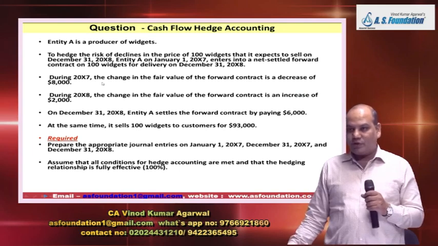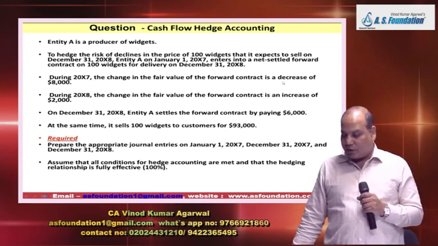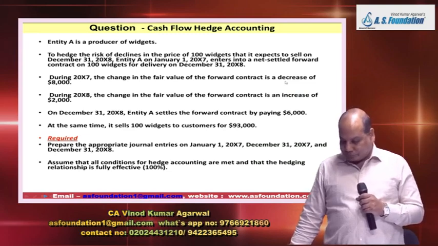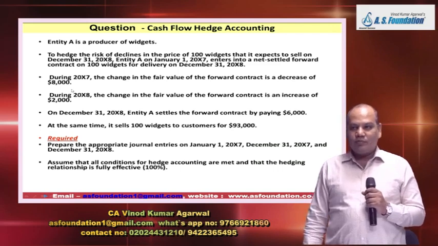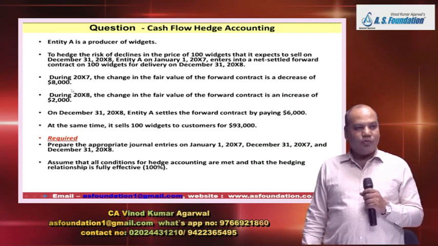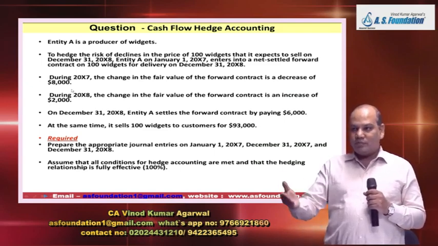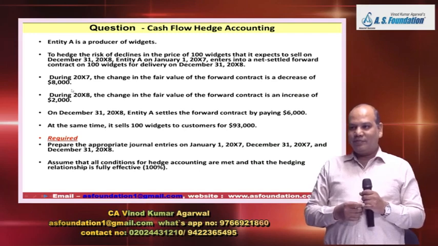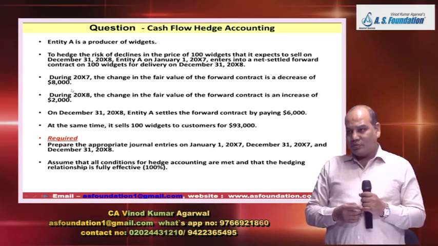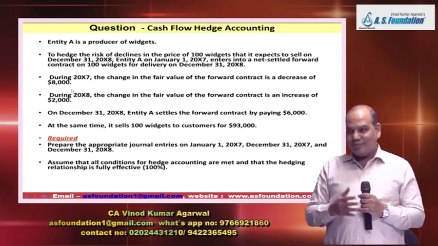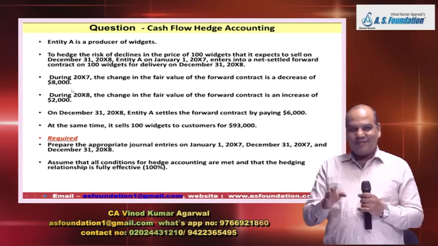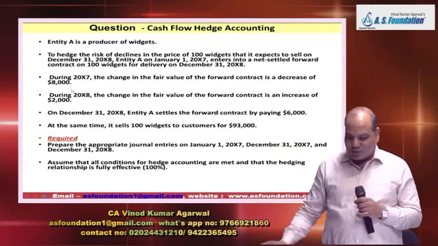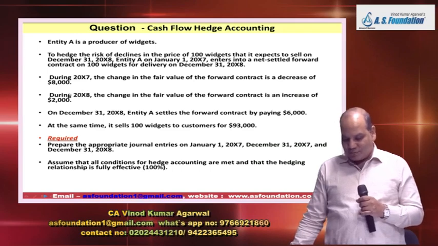During 2017, the first year, the change in the fair value of the forward contract is a decrease of $8,000. Is it a loss or gain? Loss. A decrease in value means loss. Entry? Loss account debit to the cash flow hedge reserve. No, don't worry. At least you have tried, that is good. Keep thinking, we'll come back to this.